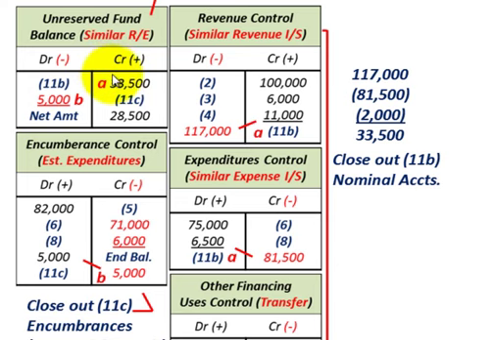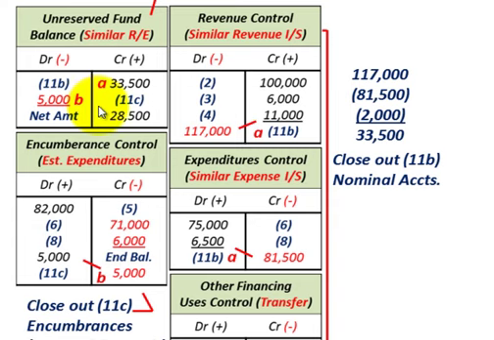But this is just a brief look at governmental accounting and what you would be closing out. Just remember, for those nominal accounts, you're going to have the revenue control that acts as your revenue, and your expenditures control that acts as the expenses. If you had any other financing uses, you would also have to include that. And then whatever's sitting in the encumbrances control account would also have to be moved over into the unreserved fund balance.